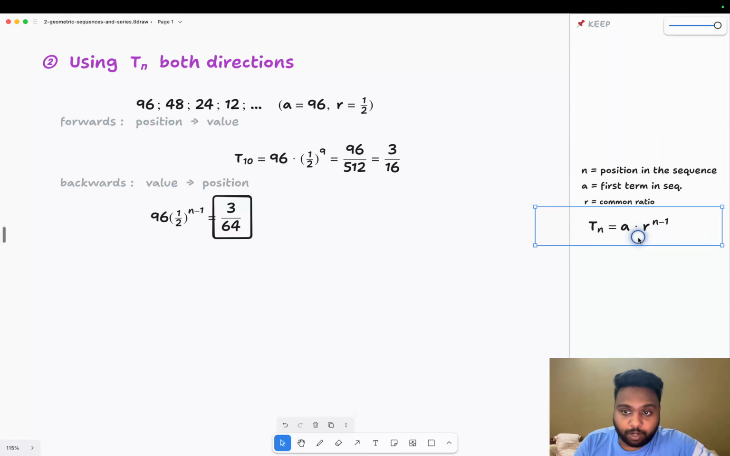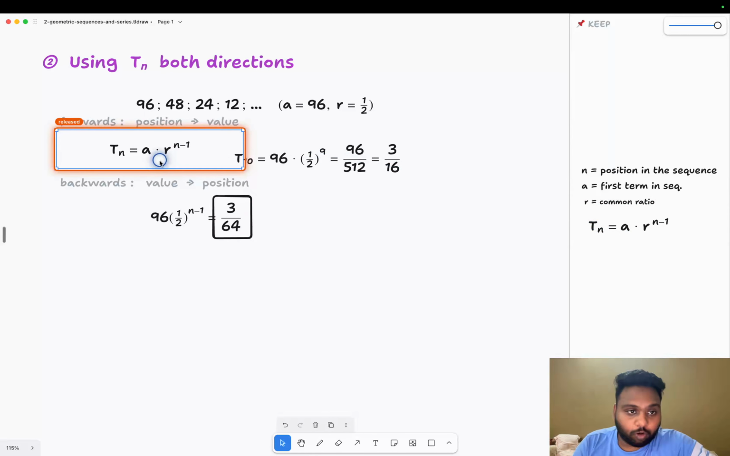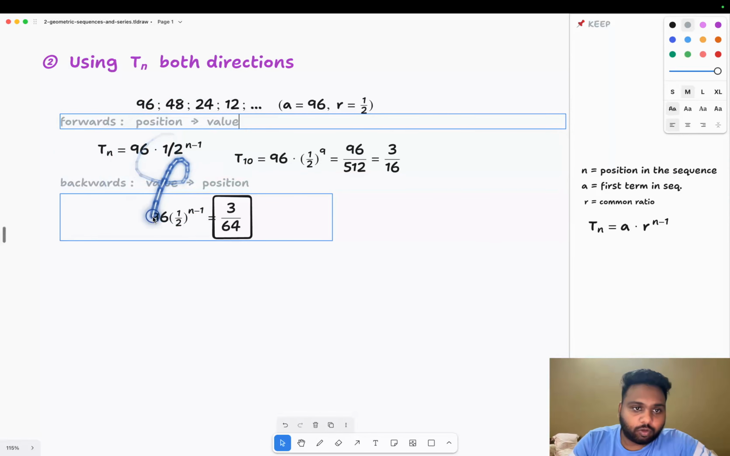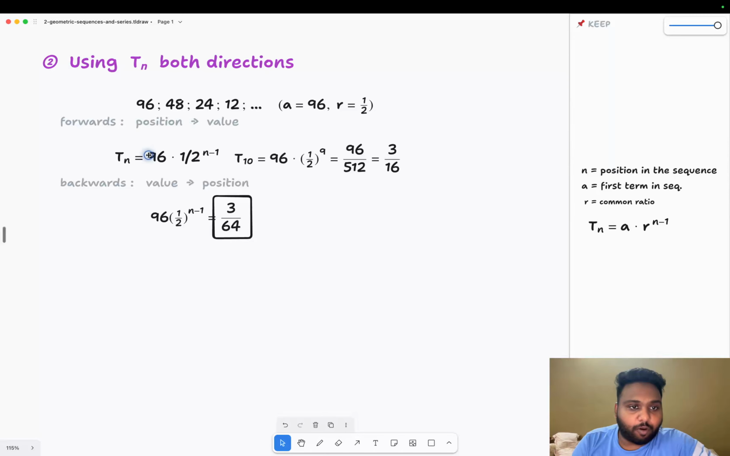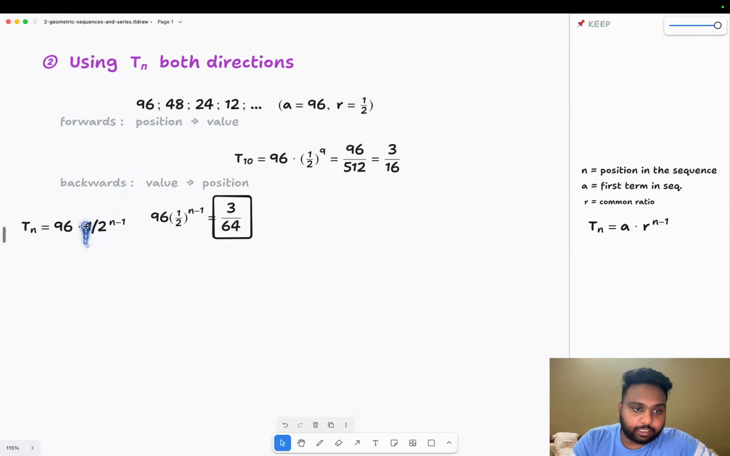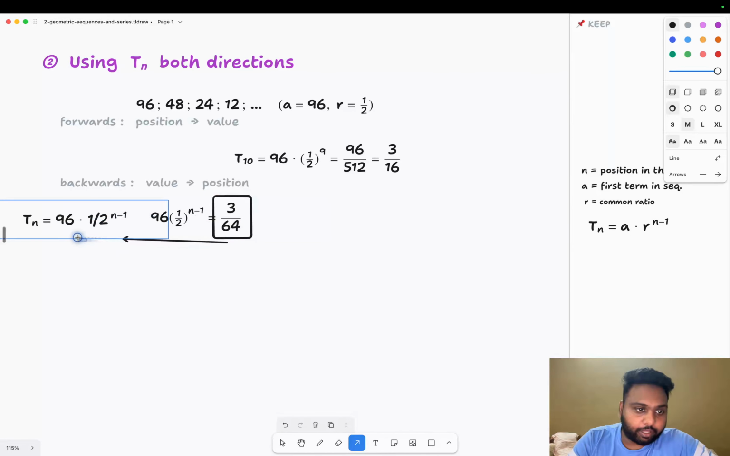Based on these values, the general formula that we had for T of n was a times r to the power n minus 1. Let me substitute the value of a. A is going to be 96 and r is going to be 1 by 2. So this is our Tn, right? The general formula for our sequence is 96 multiplied by 1 by 2 to the power of n minus 1. And now it has been given to us what the value of this is. So we will make 3 divided by 64 as T of n. We will take this and substitute it here in this equation.